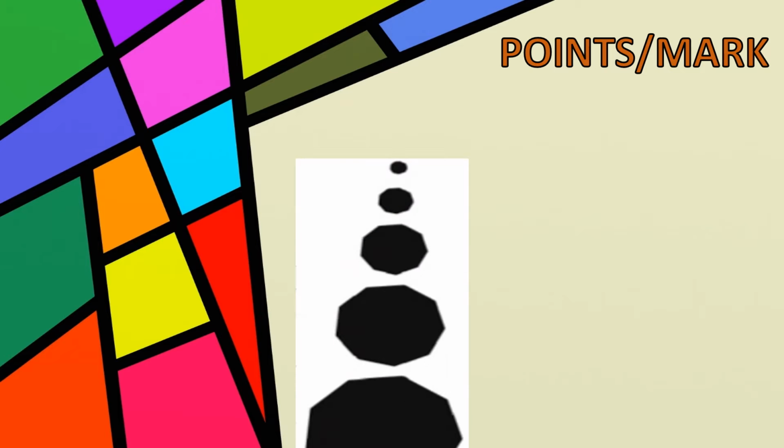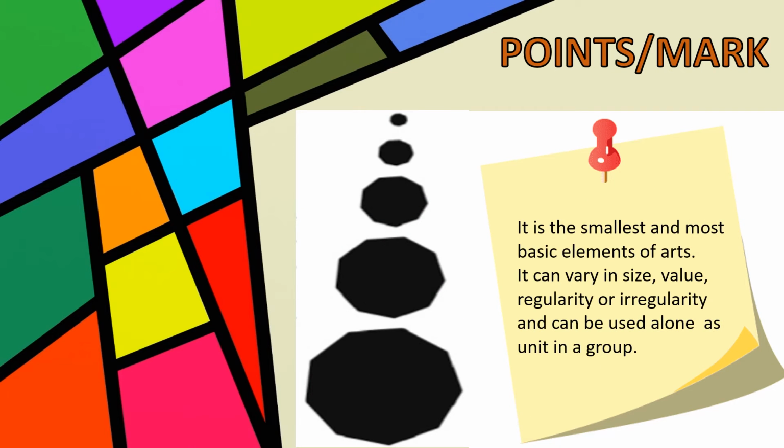First is the point and mark. It is the smallest and most basic element of art. It can vary in size, value, regularity, or irregularity, and can be used alone or as a unit in a group.